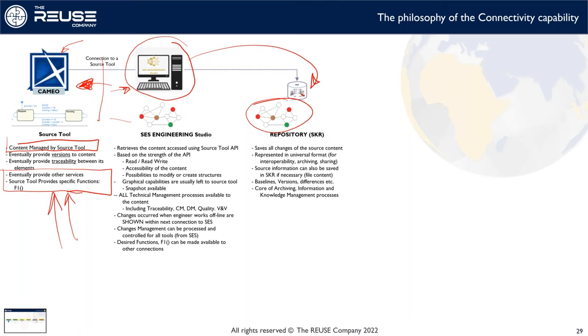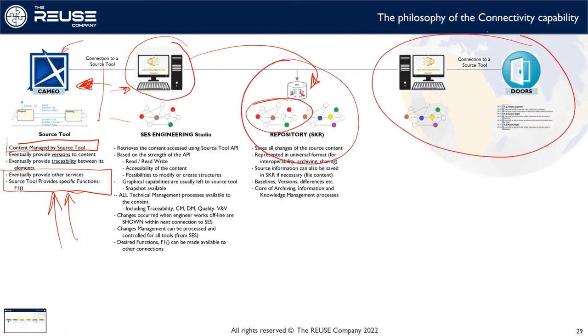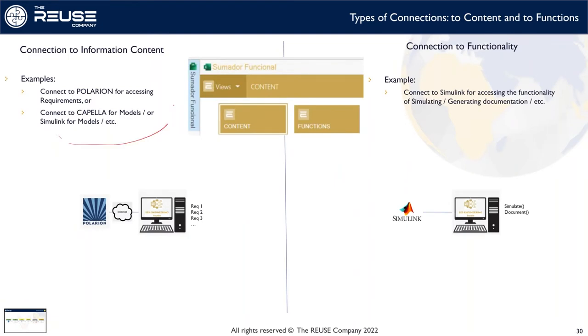Remember that our ecosystem of work is just that we connect to the tool, which mainly means that you can connect to the tool through us or go directly to the tools by yourself, your engineers. So that means that you can do whatever change you want in DOORS without us knowing it. So we have to be smart enough to see at every single time what are the changes you have done. Okay, so that's it. And then we just simply store them in the repository and make this information available to other connections. So we connect to content on one side and to functions on the other one.